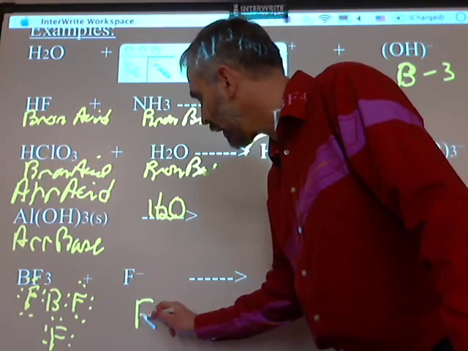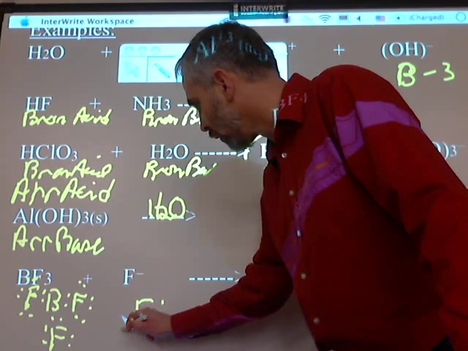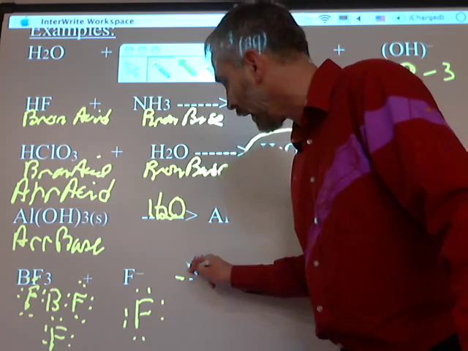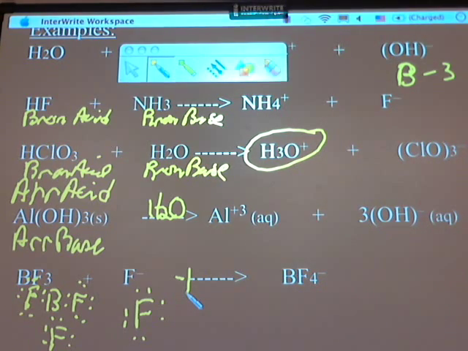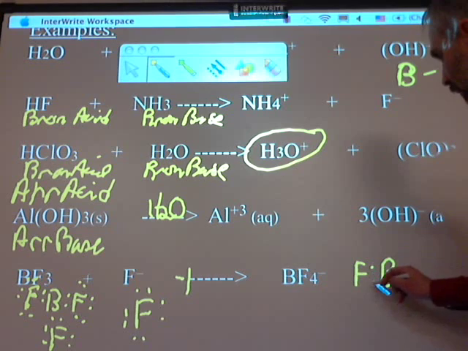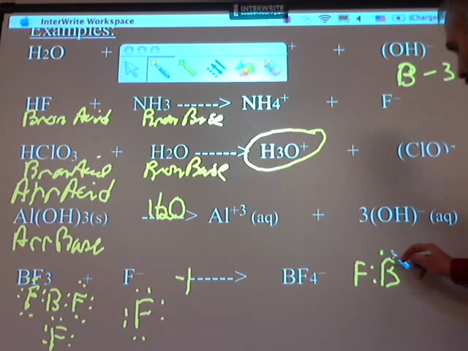Now, a fluoride ion looks like this. You all agree? Fluoride ion has to look like that. He has 7 electrons plus 1 extra. That's what gives him the -1 charge, or 1 negative. When I redraw this guy as BF4, I think it's pretty obvious what happened. And I could just draw dashes here, but I'm going to draw out the electron dots just to show you what happened.